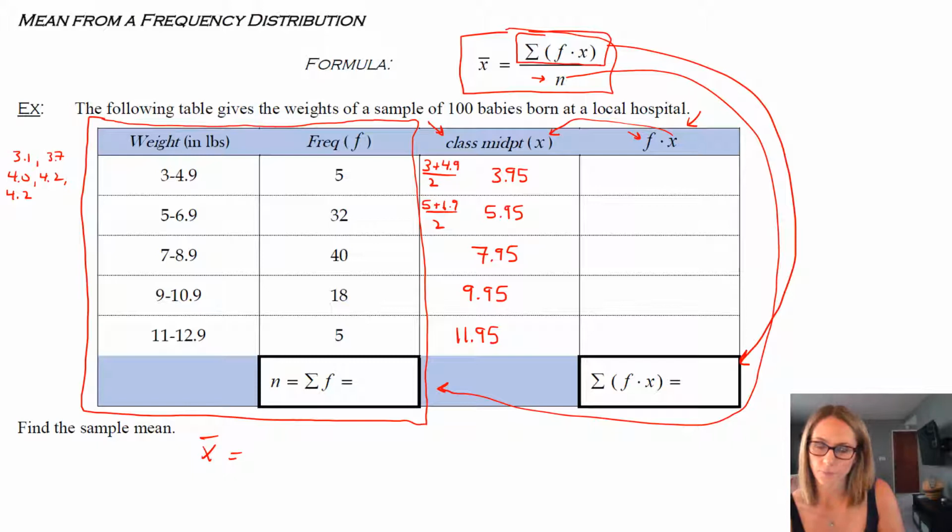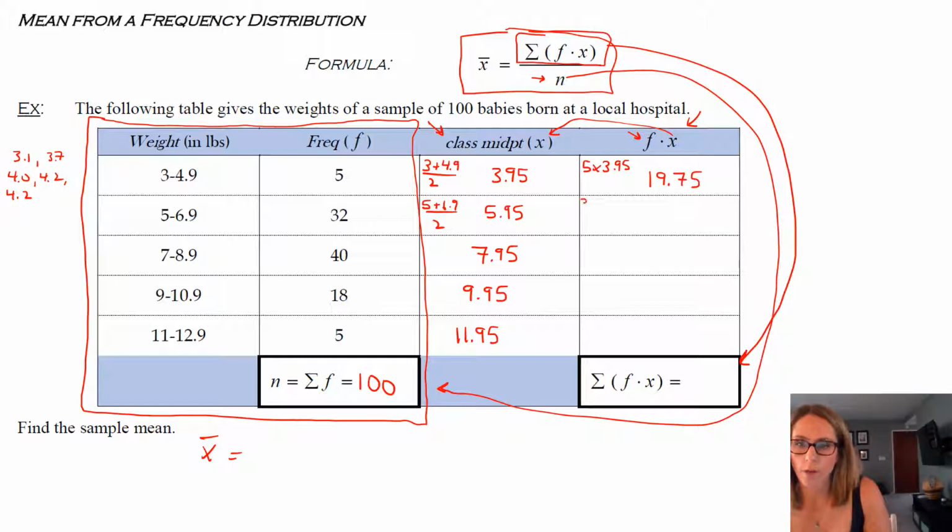So first off, before I do my last column, the frequencies is just how many babies. We could add those values up, but we already know by the information that we have, 100 babies. So this last column we need is taking the frequency and multiplying it by the class midpoint. So 5 times 3.95, that is 19.75. And then the next one, 32 times 5.95.